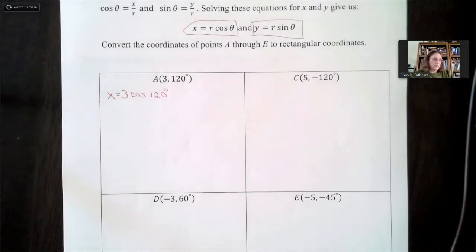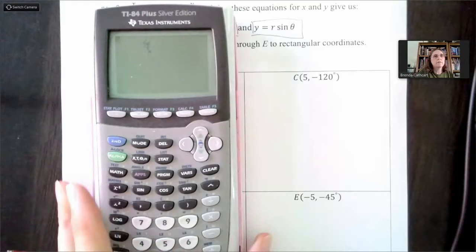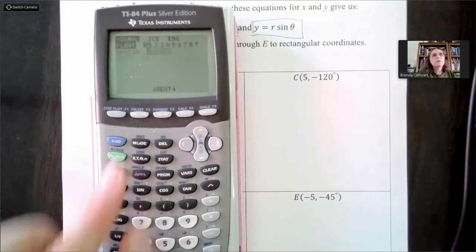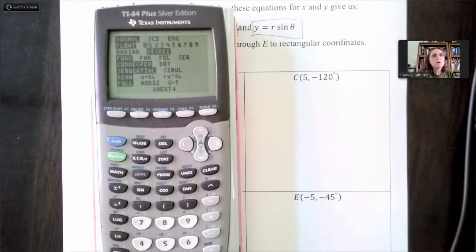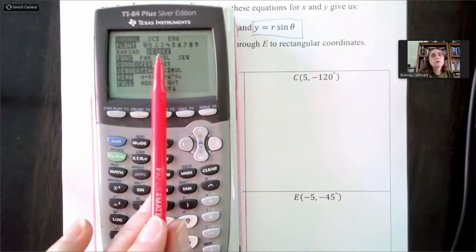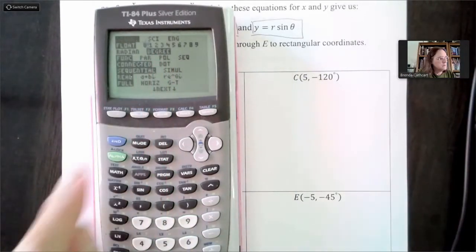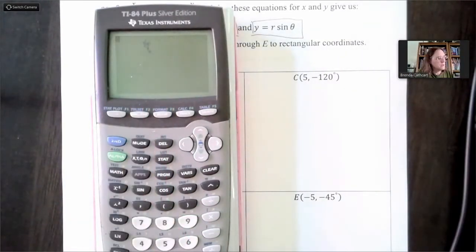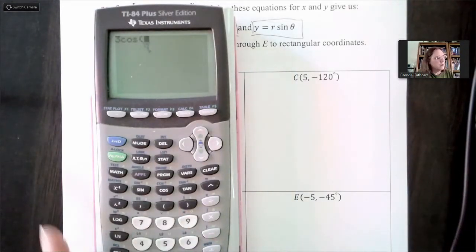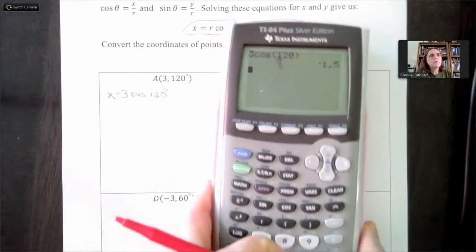We can pull up our calculator and look at that. Notice on our calculator, on the mode, we're going to make sure that our mode is in degrees, and it is in degrees. So we're going to quit from that section, and we're going to take 3 times the cosine of 120 degrees. And our x-coordinate is going to be negative 1.5.